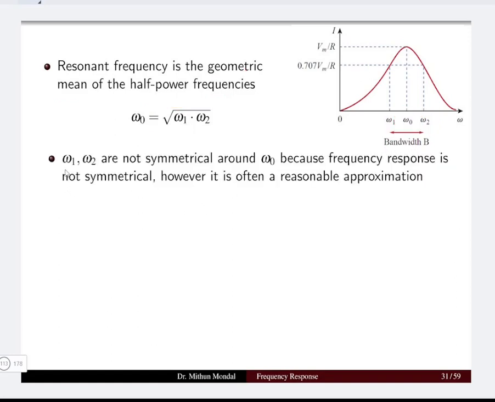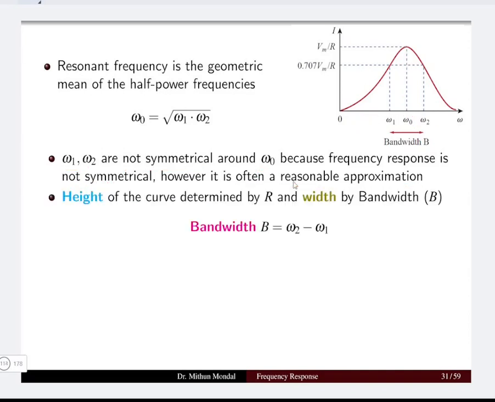Note here that omega 1 and omega 2, the half power frequencies, are not symmetrical around omega naught. If you see omega naught here, which is the central point where the power factor is unity and the resonance condition is occurring, omega 1 on the left and omega 2 on the right are not symmetrical because the frequency response itself is not symmetrical. However, it is often a reasonable approximation.